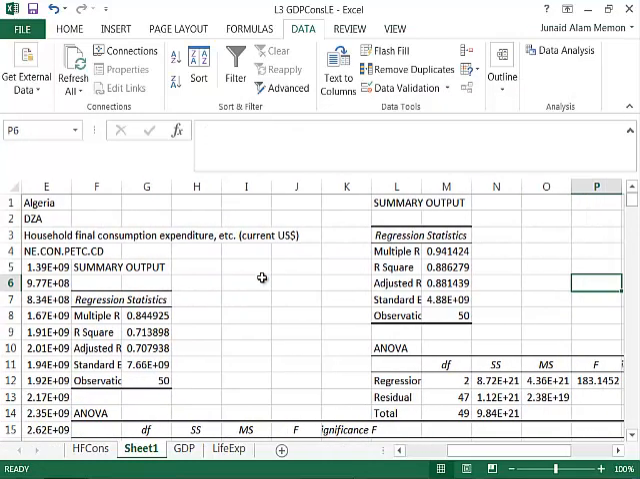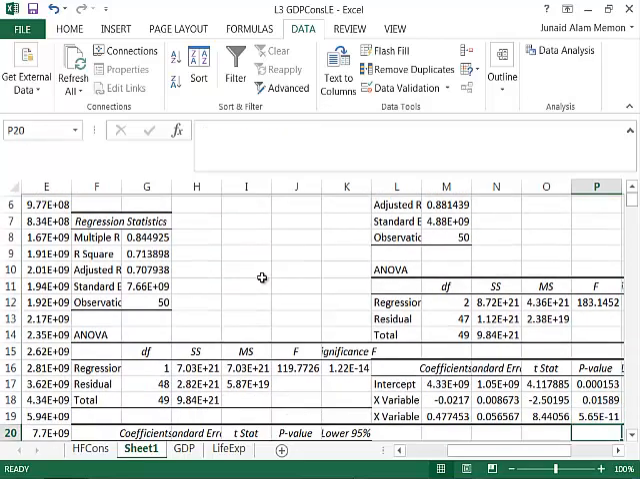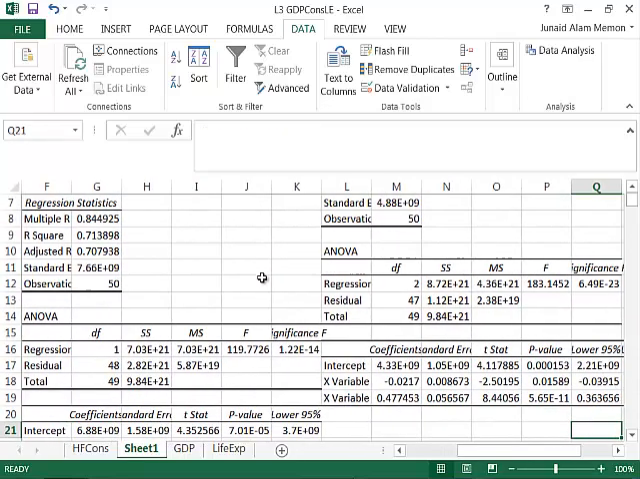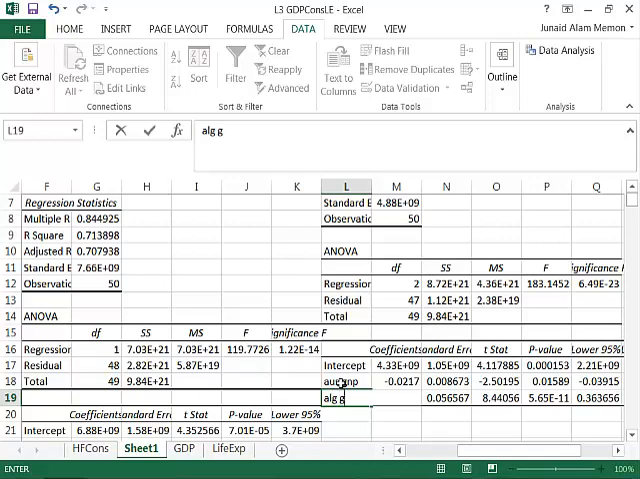Okay, so now the R squared has gone up to 88%. Now it's very interesting. The first X variable is Australia GNP, and this is Algeria GNP. So now we run Algerian consumption and we find that Algerian GNP is very powerful, important, and there is a 50% marginal propensity to consume.